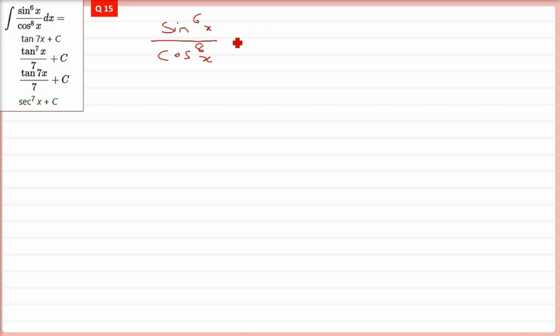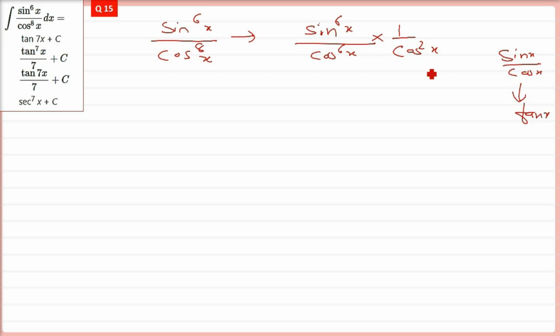So what we will do here is take this sin raised 6x and cos raised 6x, and then we'll separate cos square. So this is sin raised 6x divided by cos raised 6x, and we still have to multiply it with cos square x. This whole sin by cos is what? It's tan x. So this sin by cos raised 6 will become tan x raised 6. This 1 by cos square x can be written as sec square x, and this is the integration.